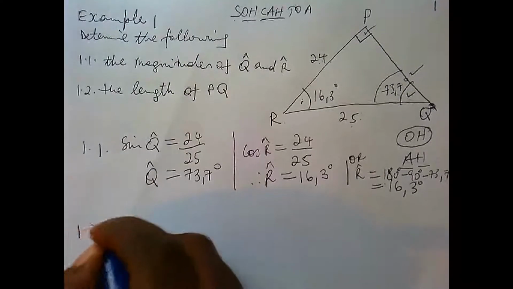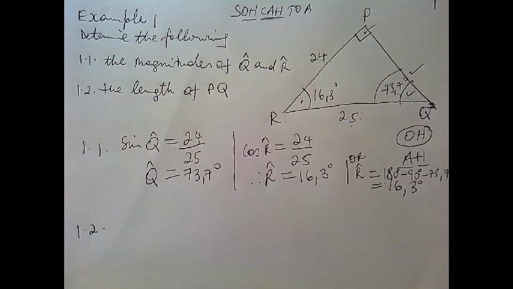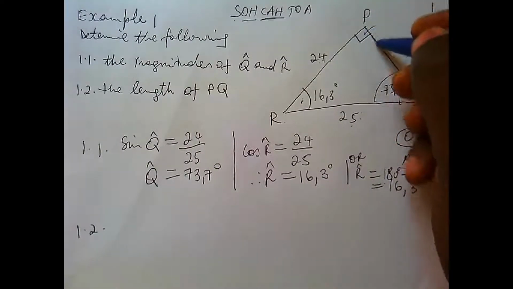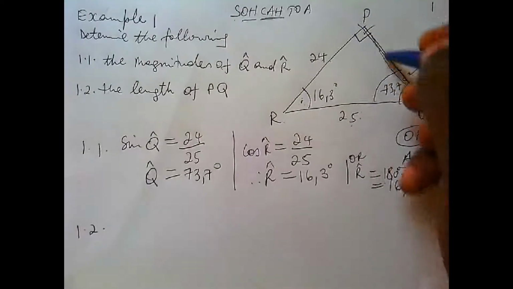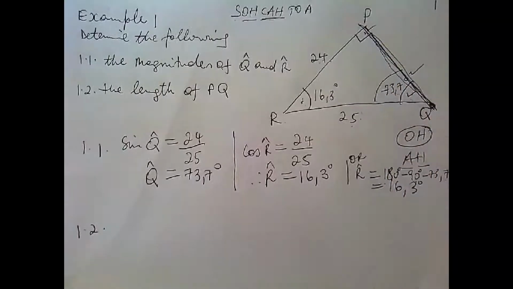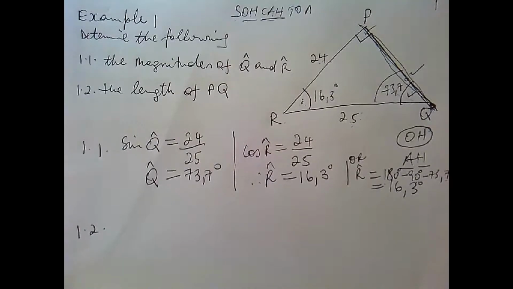Then 1.2, the length of PQ. Now there again I see many ways of doing that, but if you want to use the originally given information, you can still use the theorem of Pythagoras, which you can use there.